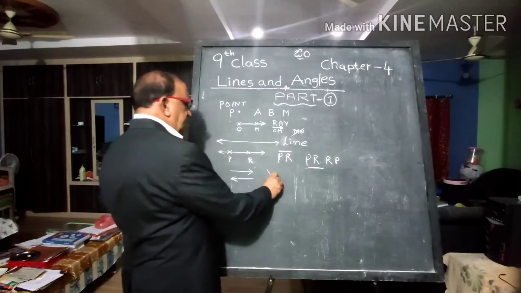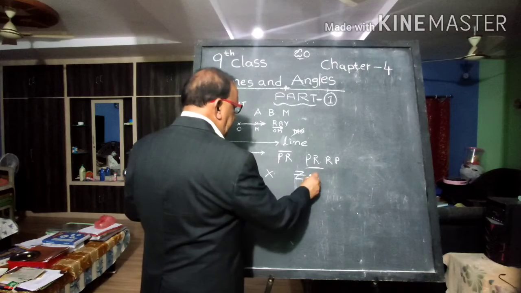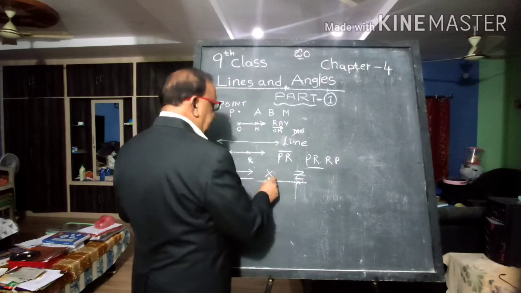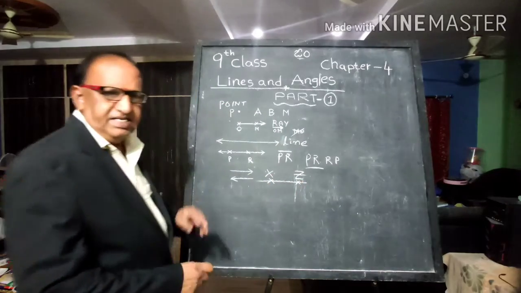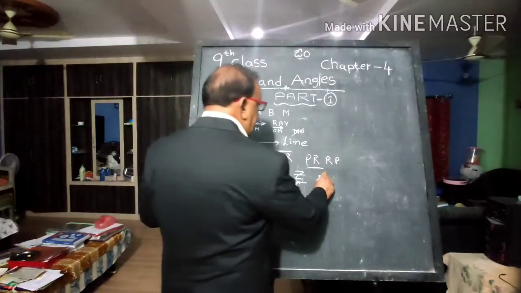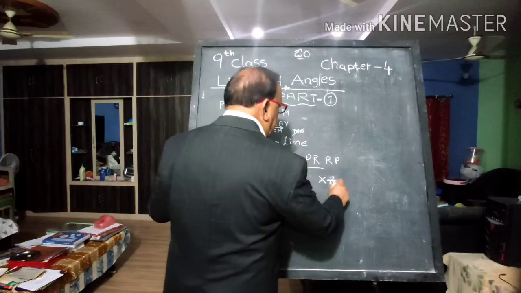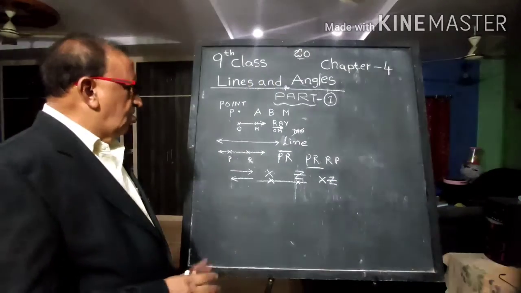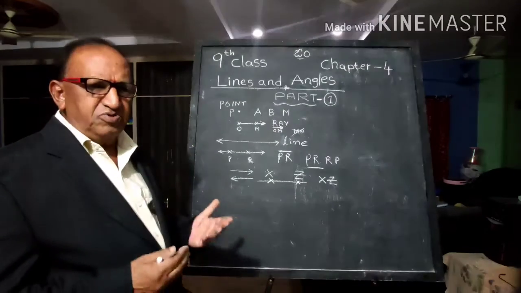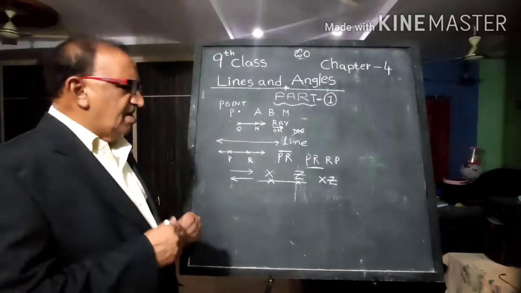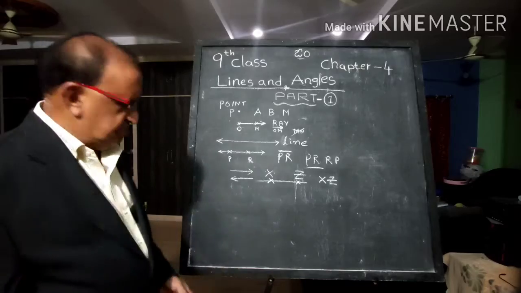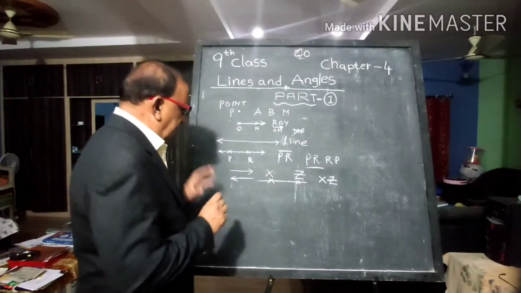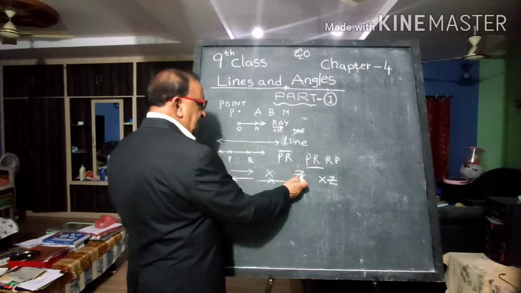Or you can say XZ. Suppose I have a line like this, where one point is X and the other point is Z. XZ is the line segment. It is very important that you know this line segment very well, because we use it a number of times in dealing with practical geometry. So this is the line segment.